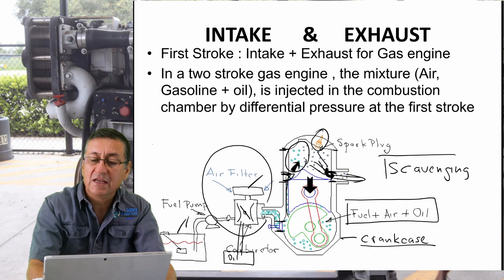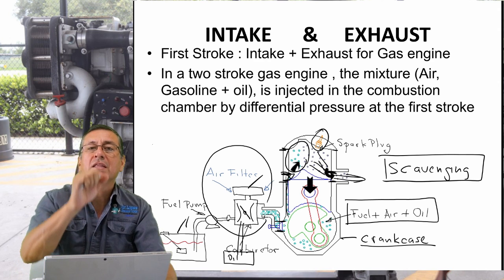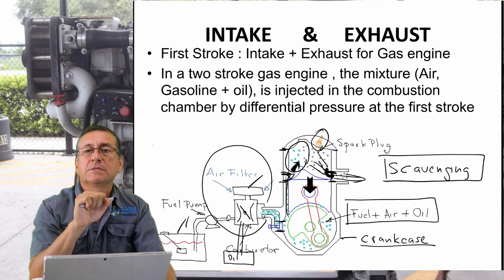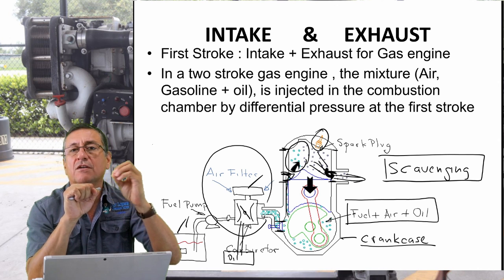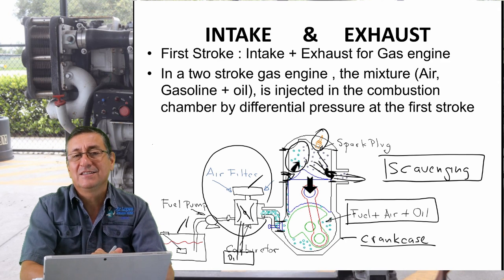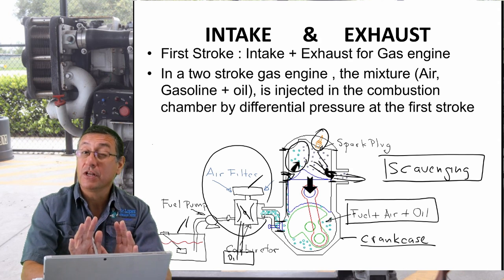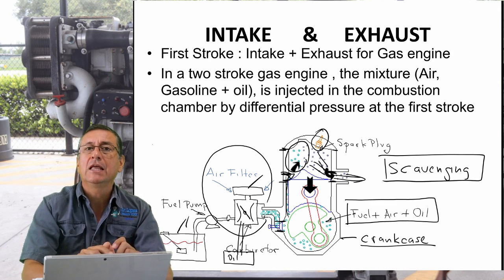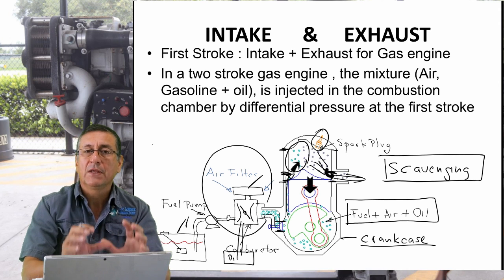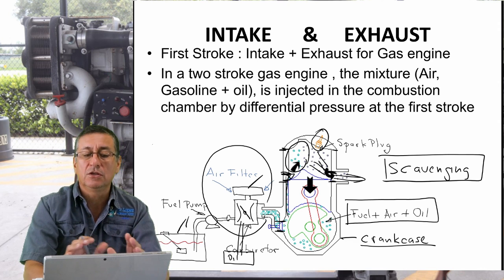What is the meaning of scavenging? It is the cleaning of the combustion chamber when the piston reaches bottom dead center, and the fresh mixture enters through one port and pushes the smoke out the other port. This is scavenging, and it occurs in two-stroke engines. We are going to study later in four strokes, where scavenging is a little different, but we will study that phenomenon later in diesel engines. Right now we are talking about two-stroke gasoline engines.